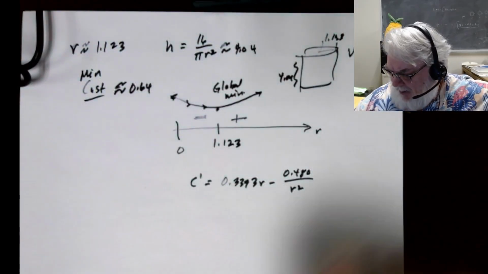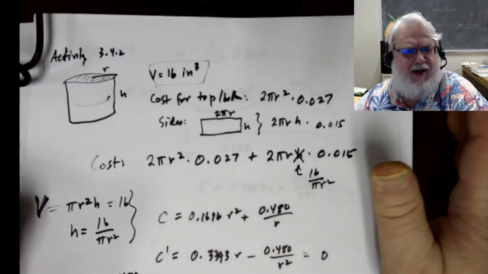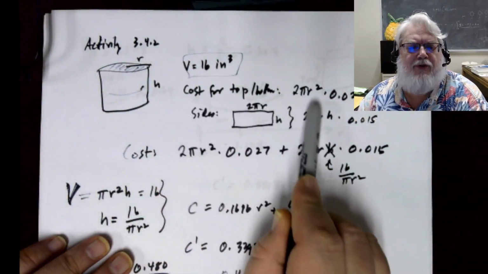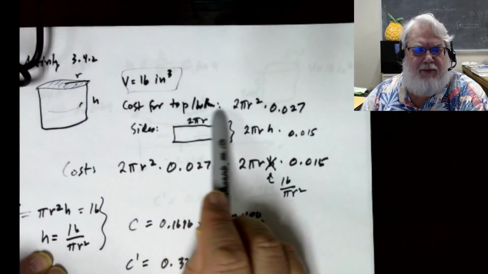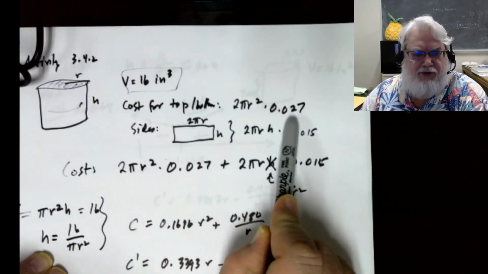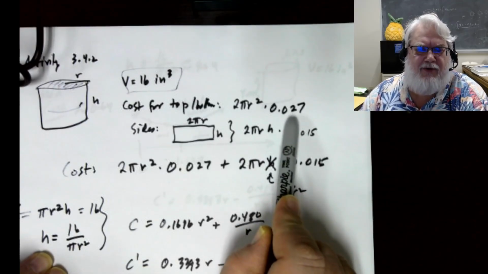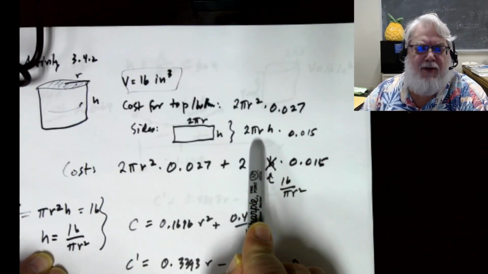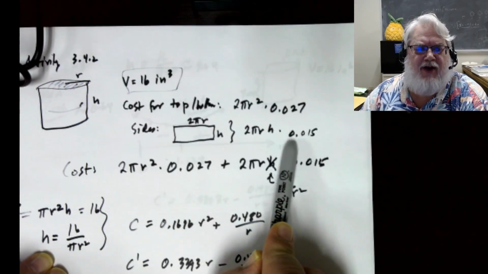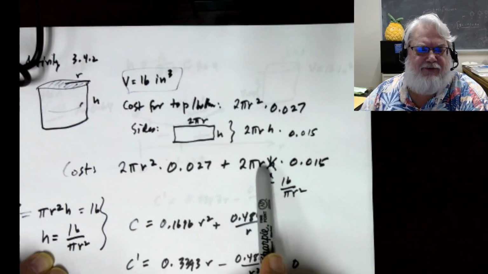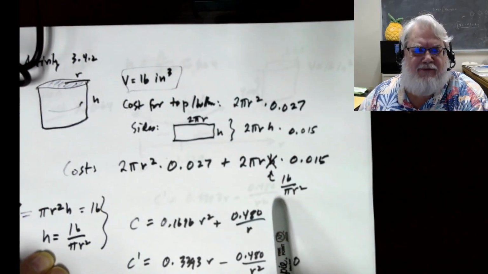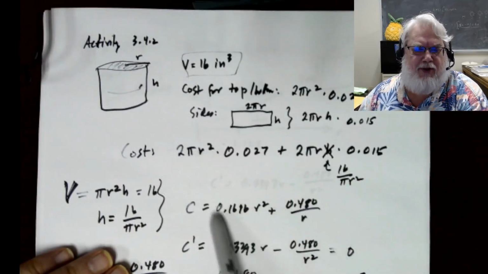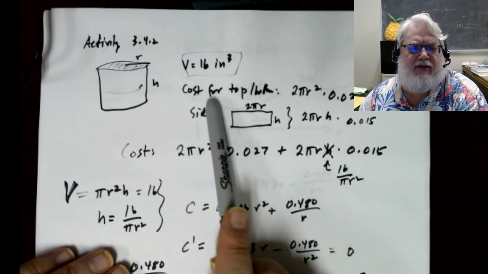All right, that took a little while. So just as a quick reminder of how we got through that. We were given costs for the sides. So we plug those into our formula, 2 pi r squared, and then 0.027 was the amount that it cost for the top and the bottom. And then for the sides, 2 pi r h is the area of the sides, and we have a cost of 0.015. Add those together for the overall cost. And then we had to find a way of substituting for the h so that we could get our function all of one variable. And the way we did that was we used the fact that the volume is fixed.